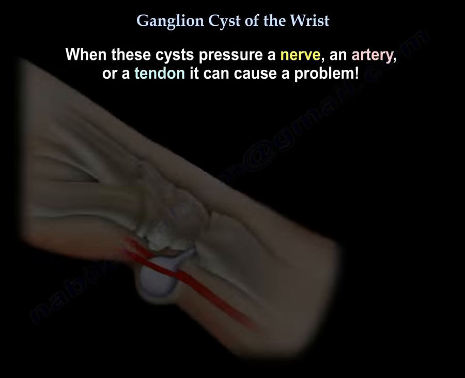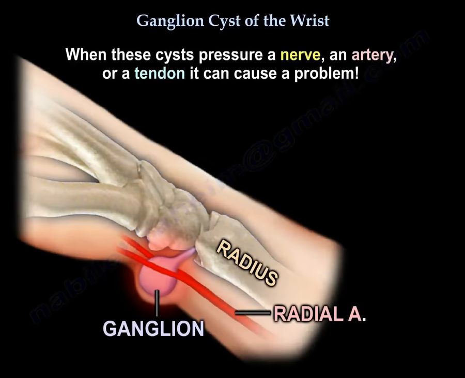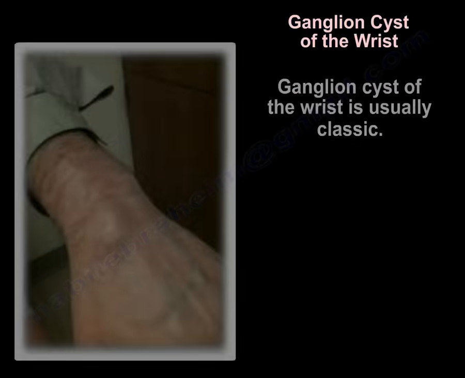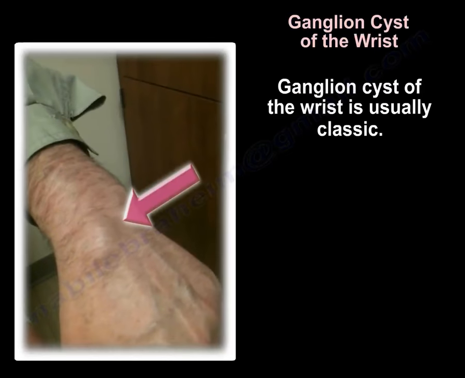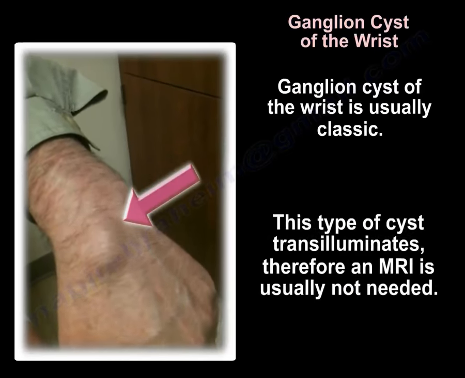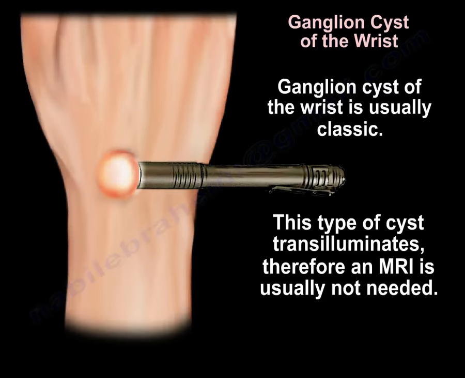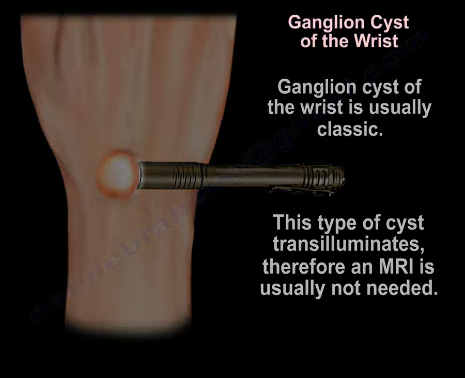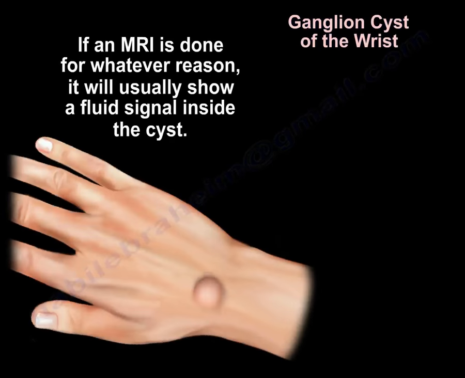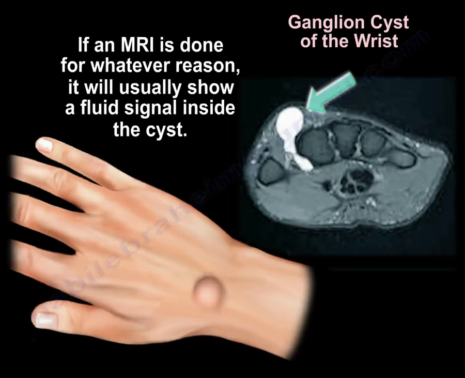When these cysts pressure a nerve, an artery, or a tendon, it can cause a problem. Ganglion cyst of the wrist is usually classic and transilluminates, therefore an MRI is usually not needed. If an MRI is done for whatever reason, it will usually show a fluid signal inside the cyst.